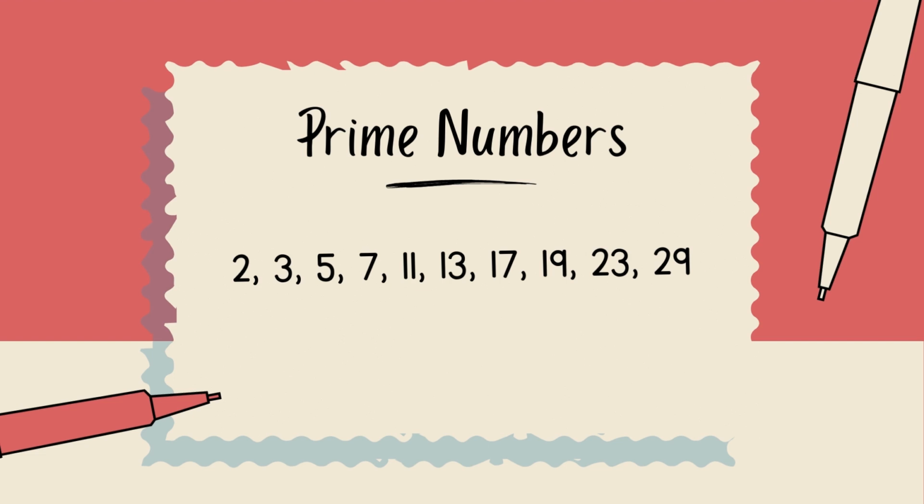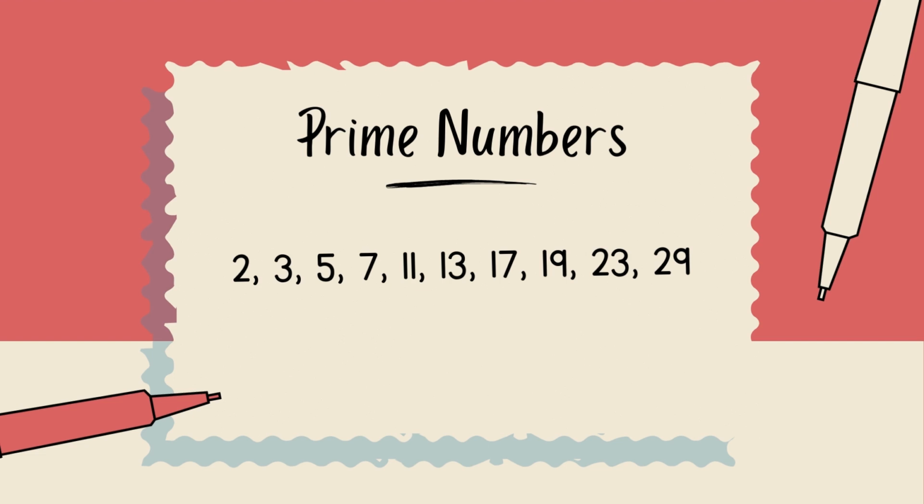So 4, for example, is not a prime number because 4 has more than two factors. 8 is not a prime number because 8 has 4 factors, and that is the number 1, itself, and the numbers 2 and 4. So you can multiply 2 and 4 to give you 8, and you can also multiply 8 and 1 to give you 8. So 8 has more than two factors, so 8 is not a prime number. So any number that has just itself and 1 as its factors is a prime number.